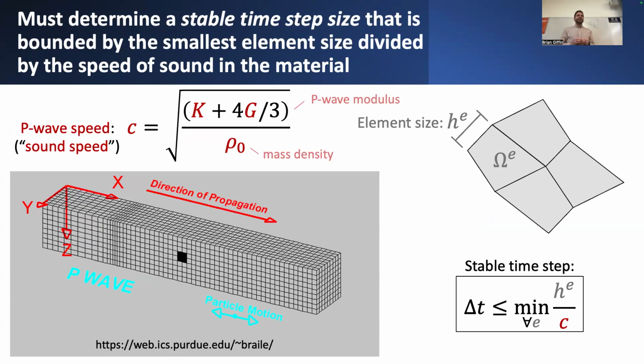Well, there's a nice heuristic that you can use to determine what this stable value is for the time step size. And it's actually related to effectively the wave speed of how fast it takes some kind of pressure wave to traverse through a single element.